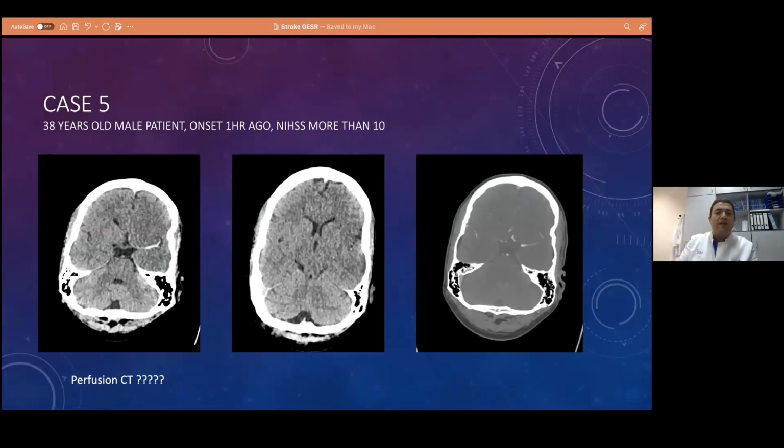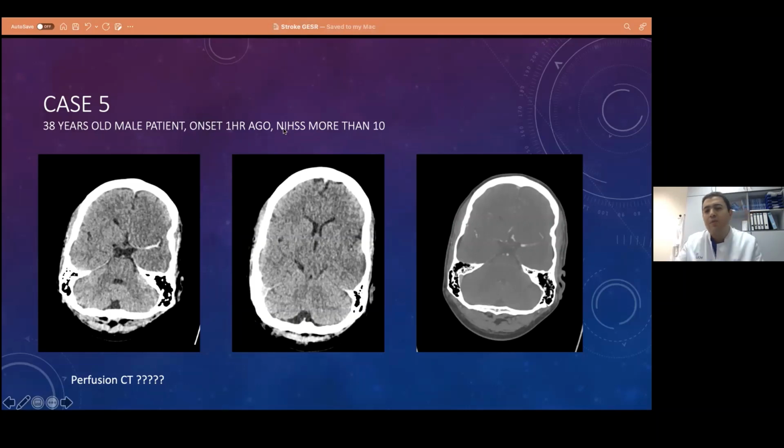And one more case with a 38-year-old male patient. This was last week, just at the beginning of the day. And here is the hyperdense middle cerebral artery, really like in the books. And here you see in the CTA, it's a thrombosed M1 segment. Do I need a perfusion CT? No, because I have an onset of 1 hour ago. I don't need it, and I didn't do it.